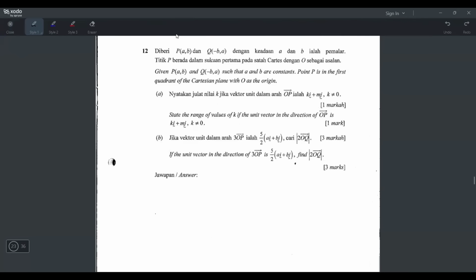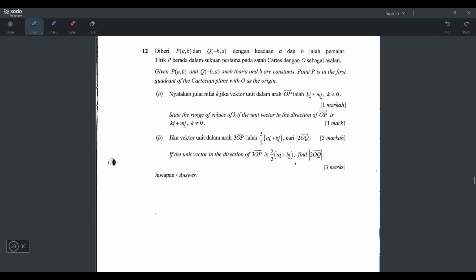Okay, let's do number 12. This looks like a vector question to me. To be more specific, it is the coordinate vector, or you can say the vector in the Cartesian plane, because it has i and j and gives coordinates like this. Okay, let's read. Given point P is (a, b), point Q is (negative b, a), such that a and b are constants. Okay, this is not important. Point P is in the first quadrant of the Cartesian plane with O as the origin.